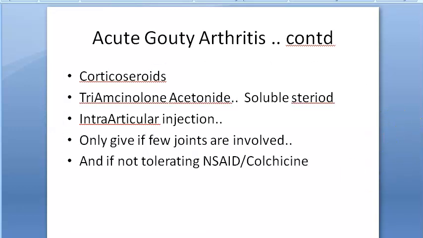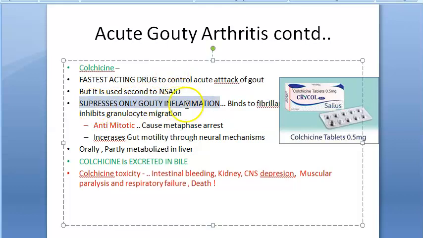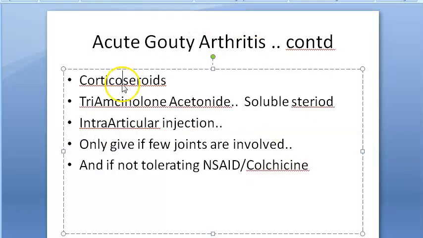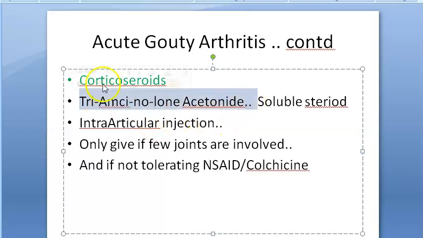What is colchicine? Basically, it is an inflammation control only in gouty inflammation. It is suppression of only gout inflammation. It is an anti-gout inflammatory drug. Now, we are looking at corticosteroids. The example here was triamcinolone acetonide.